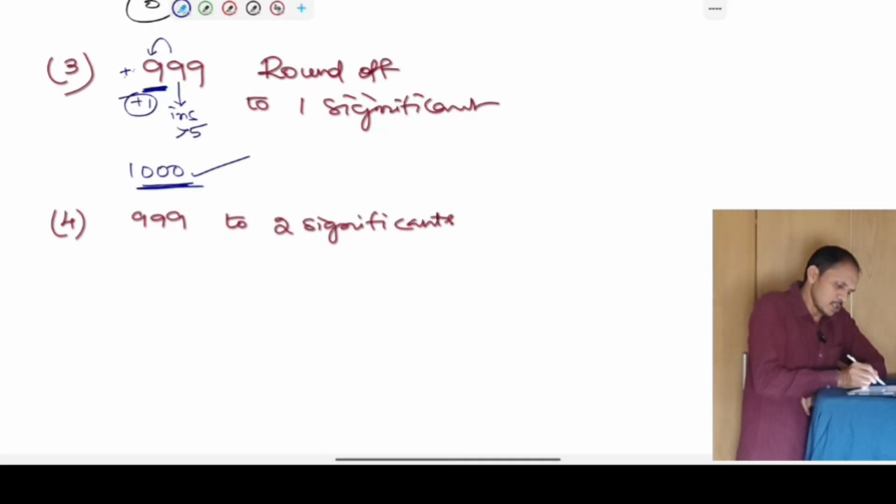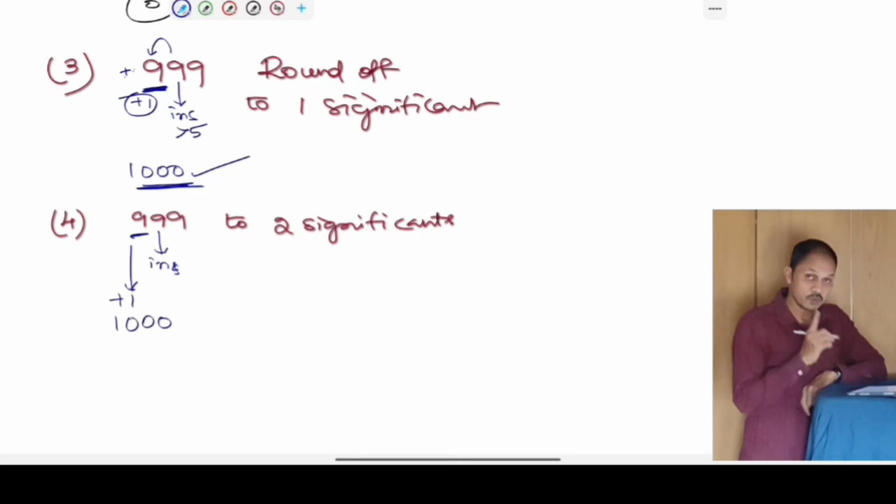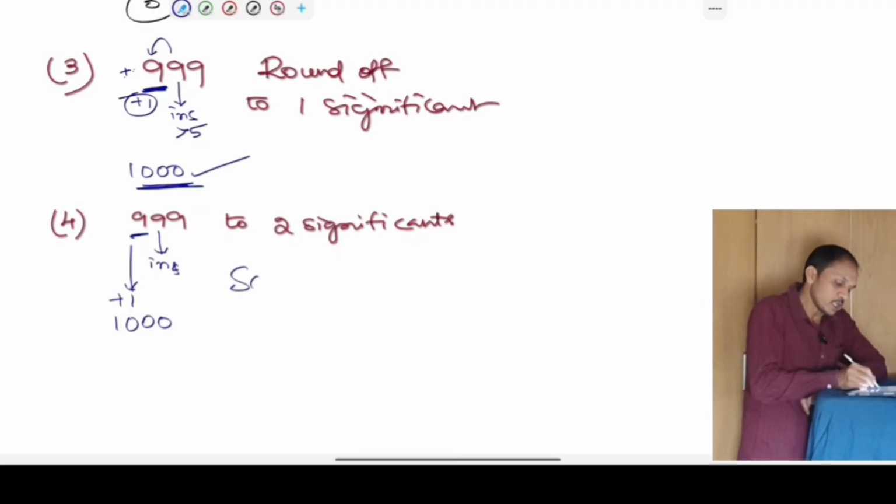Okay, one method: 999. You can write it as 1000 after rounding up. First one is uncertain and the next digit, the second one, is insignificant and greater than 5. So we will add 1 to the uncertain digit. It becomes 10 and the remaining 2 become 0, 0. It has only one significant. Now convert into scientific notation.